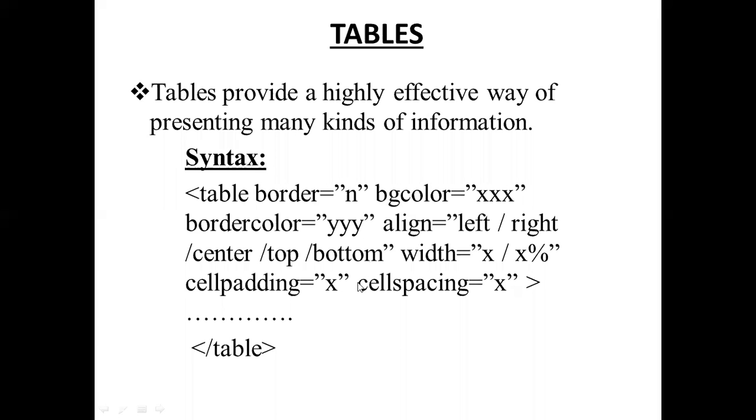Next, cell padding specifies the amount of space held between the contents of a cell and the cell border. Next, cell spacing specifies the amount of space held between cells. Here cell padding and cell spacing are specified in pixels. So this is the syntax of representing a table.